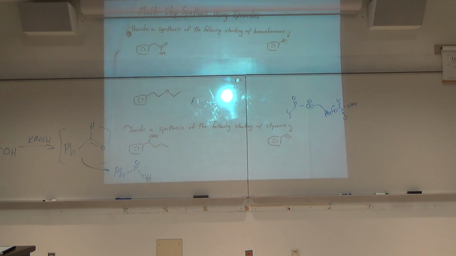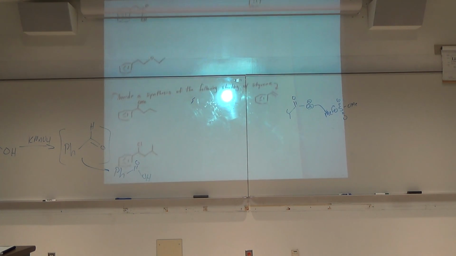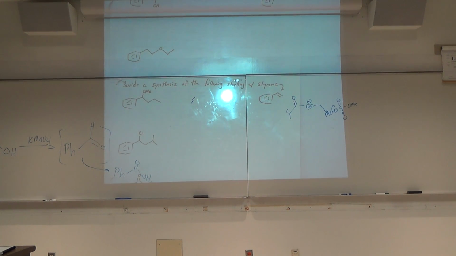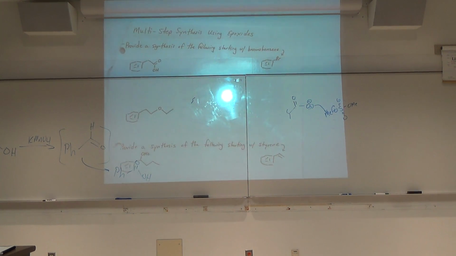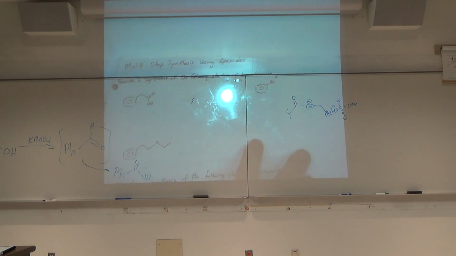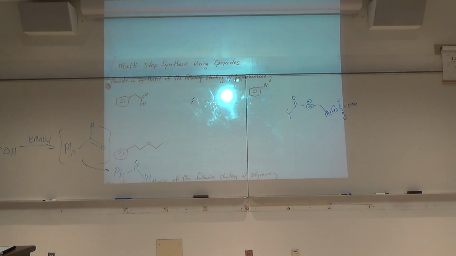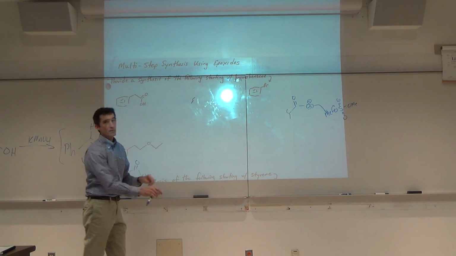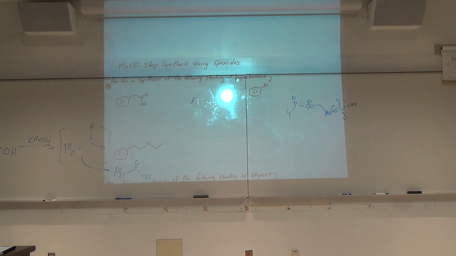Let's do a little multi-step synthesis. Hopefully you've been working on these. Any particular questions? Any particular one you want to do? Which one? This one here? Yeah. Okay, synthesize this compound starting with bromobenzene. Main functional group is carboxylic acid.